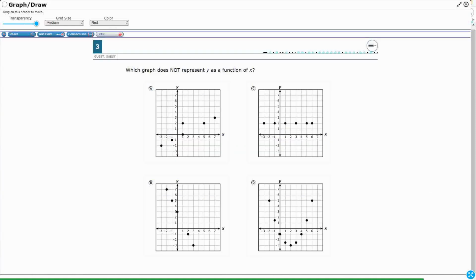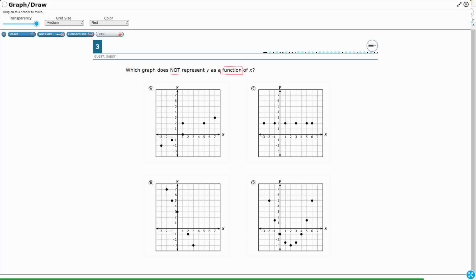All right, so we need to find this graph that does not represent y as a function of x. And if we don't know what this word function means, we're going to be in a lot of trouble because it's a vocabulary word that basically dictates what we need to do on this problem because there's no calculation here. We're just identifying the function.